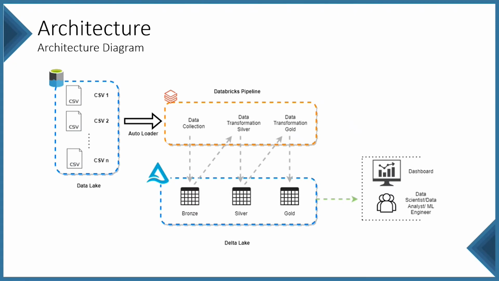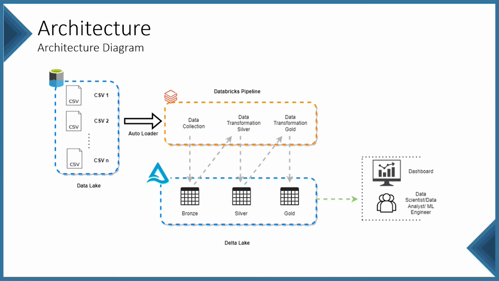Okay, the next is the architecture diagram. This is the architecture which we are going to implement in this session. The architecture is simple. First, we have the data lake. In the data lake, we are ingesting new CSVs on a daily basis. For example, when we start the job at first, we have only 10 CSVs, and the next day, 11 CSVs arrive. Then our autoloader automatically detects which is the newest CSV file.